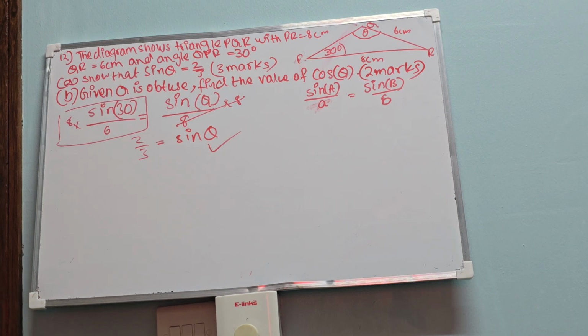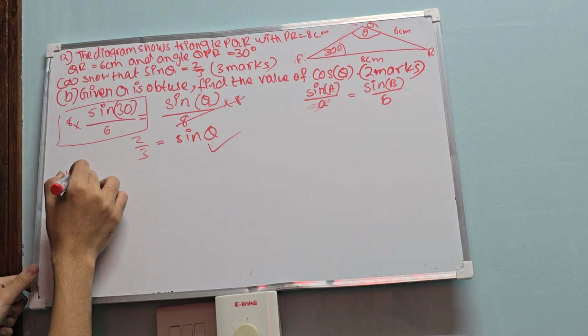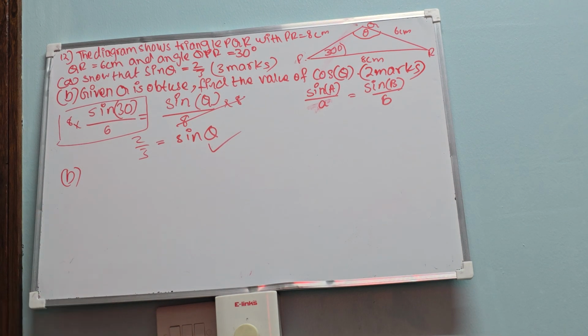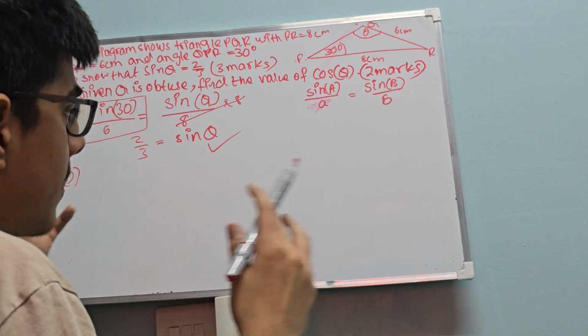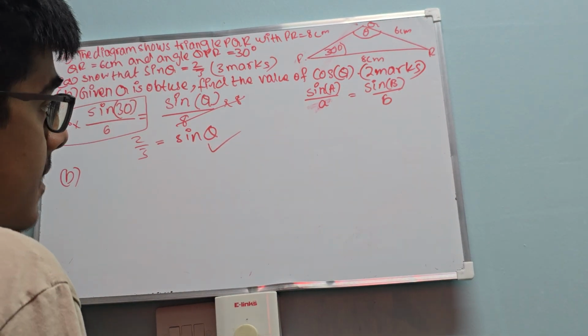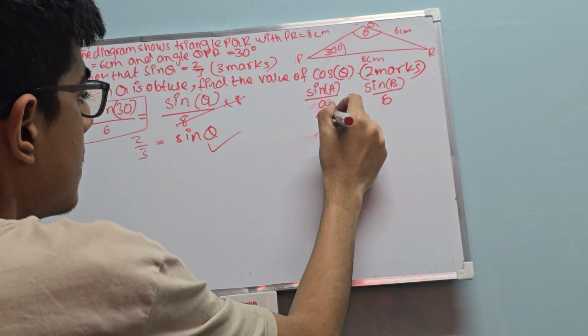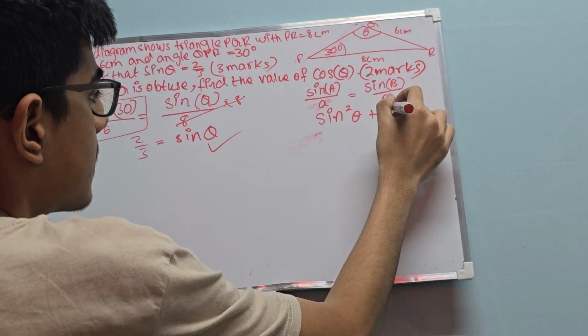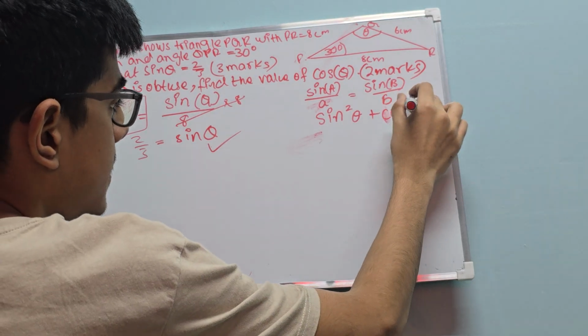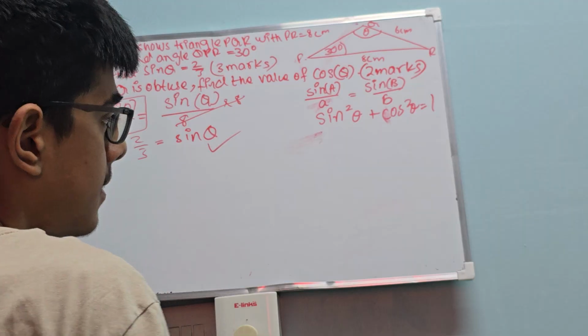Alright, quite a challenging one, quite a bit tricky. Here you have to think in terms of trigonometric identities. What are the things that are related to cos and sine? The identity that should pop up in your head is sine squared theta plus cos squared theta is equal to 1.